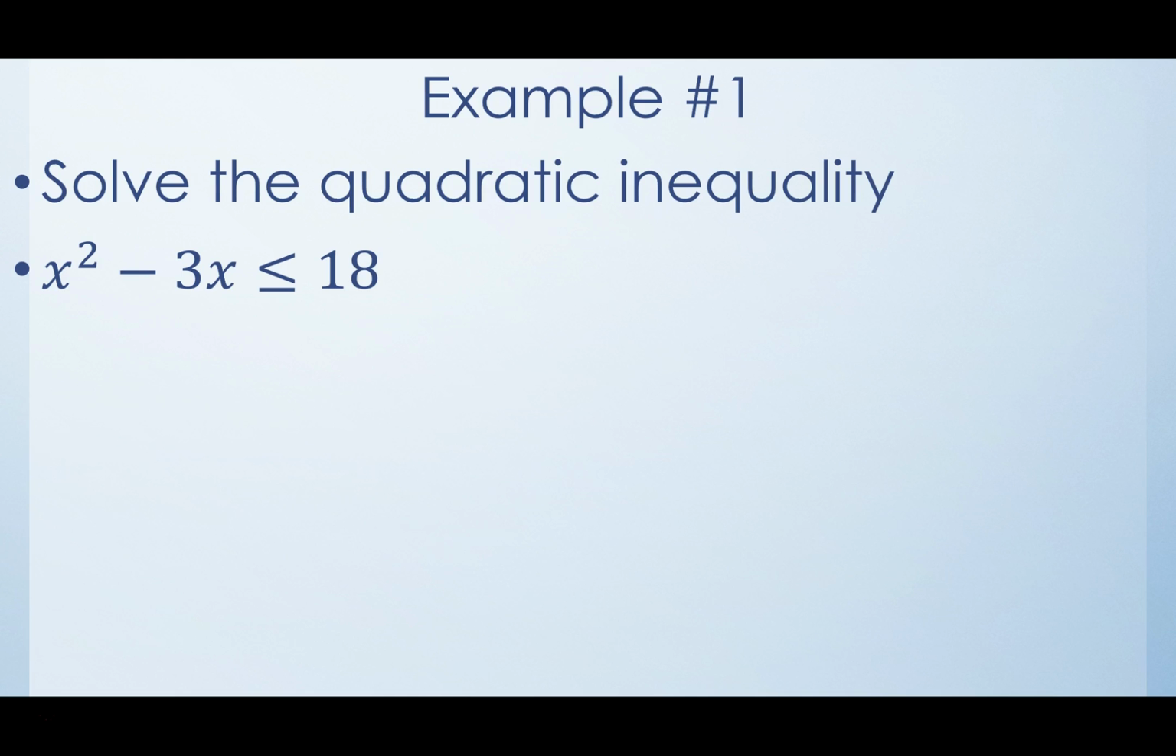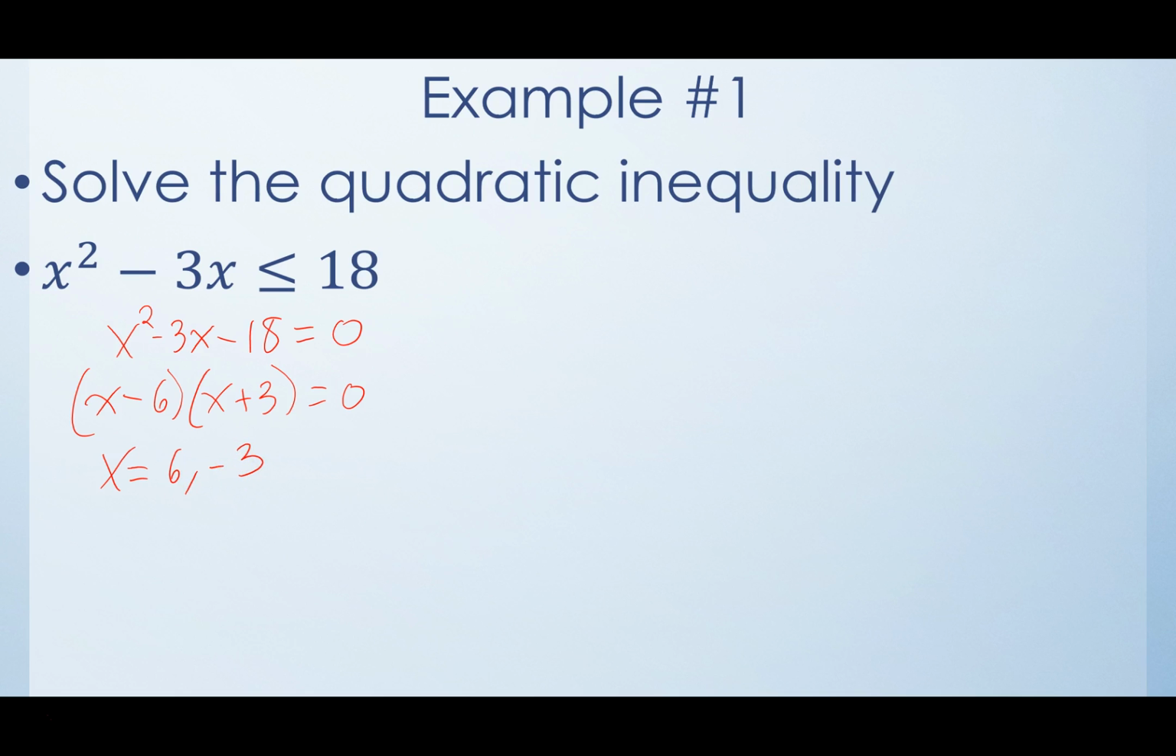So if we have x squared minus 3x is less than or equal to 18. Again, we solve this as a quadratic, so we ignore the inequality. We have x squared minus 3x minus 18 equals 0. So that means when we factor it, we'll have (x minus 6)(x plus 3). So our solutions would be 6 and negative 3.